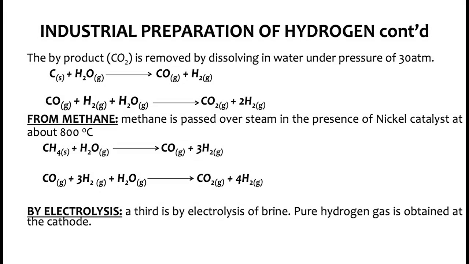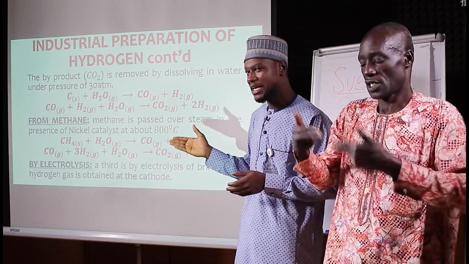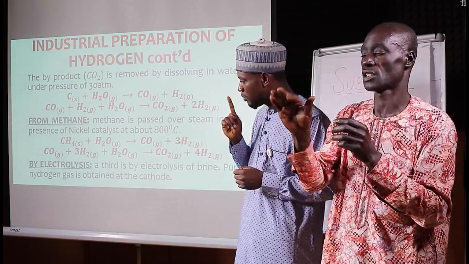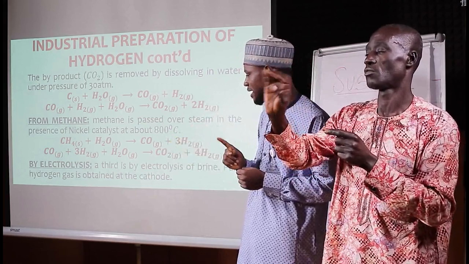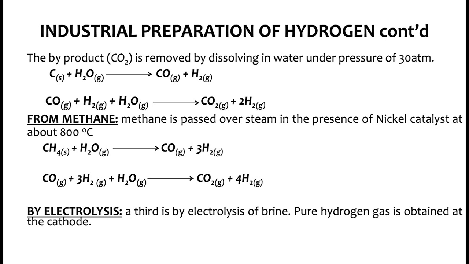The second method, which is from methane, also follows the same format, but in this case, it is methane that is passed over steam in the presence of a nickel catalyst at a very high temperature of at least 800 degrees Celsius. Now the reaction is as follows. Methane, CH4, reacts with water in gaseous form to give you 1 mole of carbon(II) oxide and 3 moles of hydrogen gas.